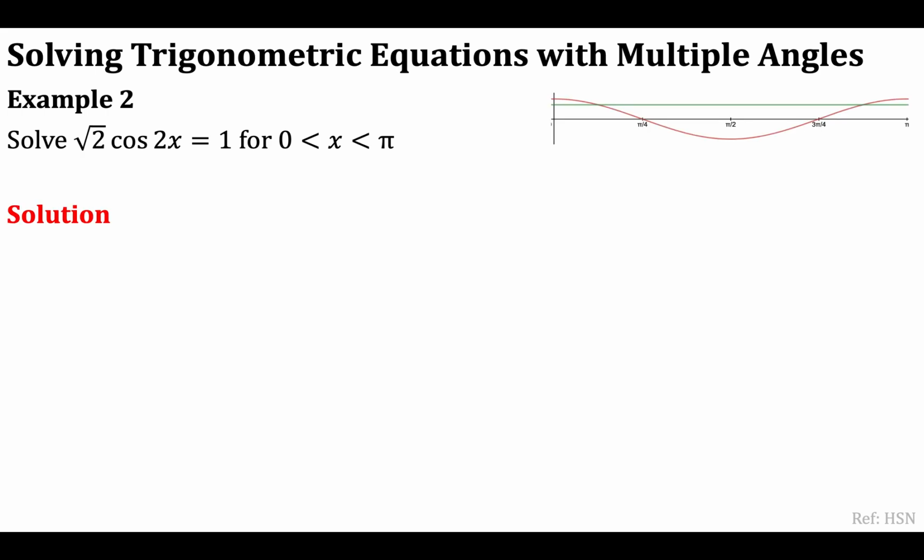So the solution then, if we first look at the graph, we've got the curve here, which is root 2 cos 2x, and then we've got this line y equals 1. And the solutions are where the line and the curve intersect. So you can see that we've got 2 answers here.